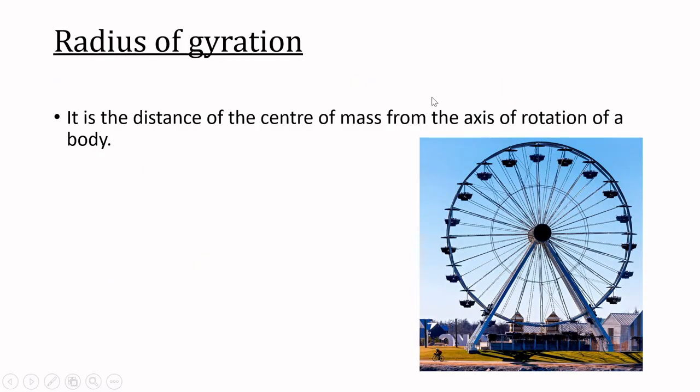When we learn about rotational motion and system of particles, especially their rotational motion, it is very important to know what is meant by radius of gyration. Radius of gyration is the distance of the center of mass of the body from the axis of rotation. So we can express moment of inertia in terms of this radius of gyration as I is equal to mk square. So k is equal to root I by m, and its unit is meter and its dimension is L.